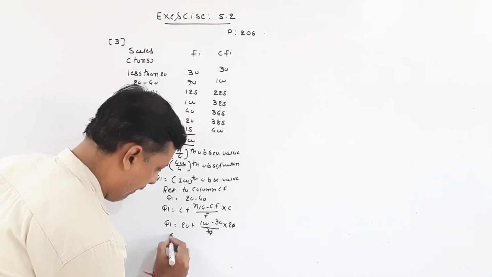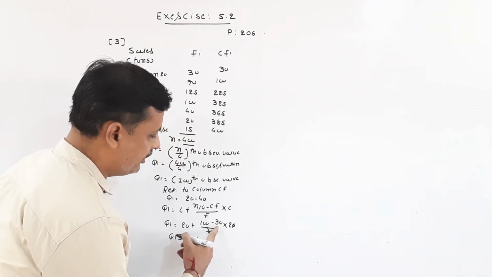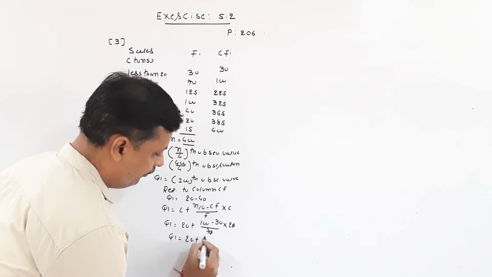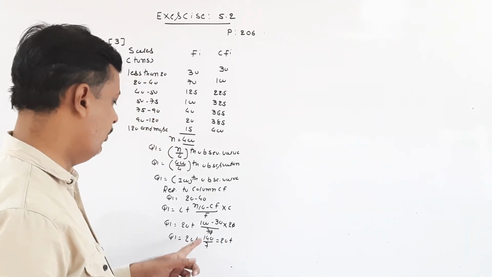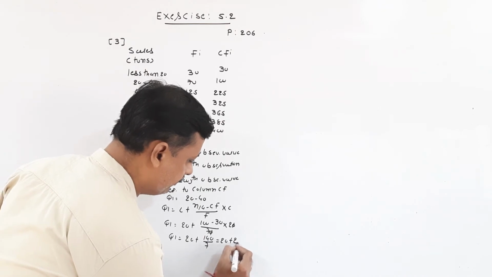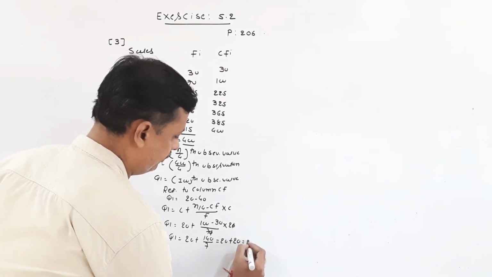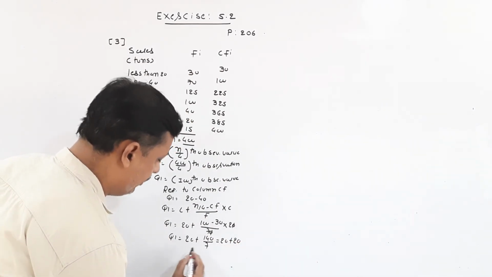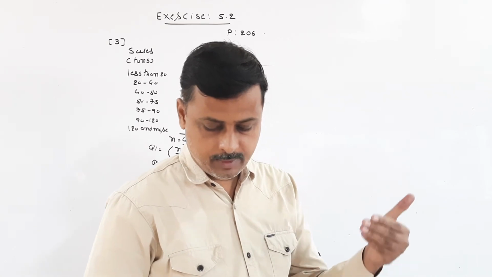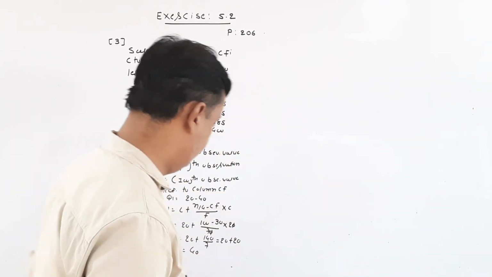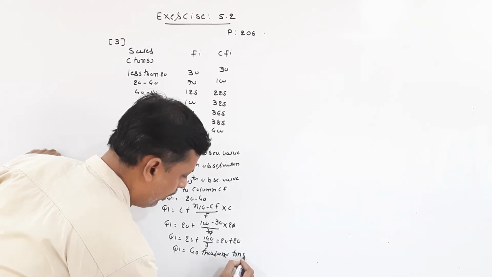100 minus 30 that is 70, 70 into 20, 1400 upon 70, so 1400 divided by 70 that is 20, and 20 plus 20 that is 40, so value of Q1 that is 40, and Q1 आपको पास सेल्स है 1000 टन्स के अंदर, 40,000 टन्स Q1.